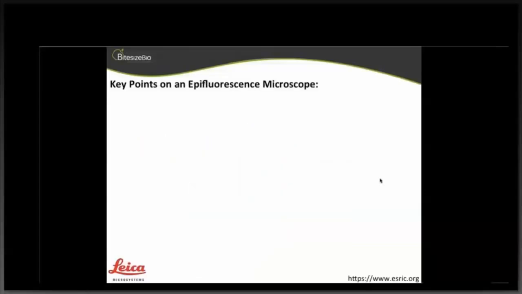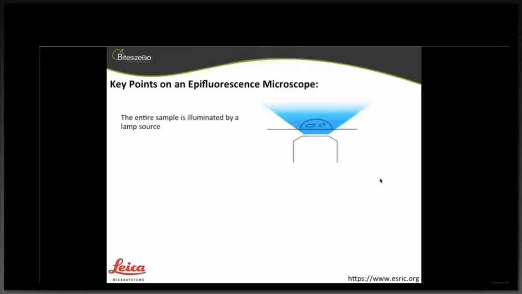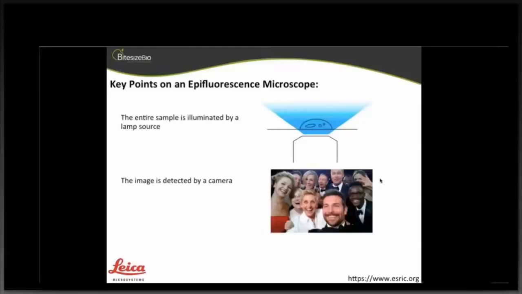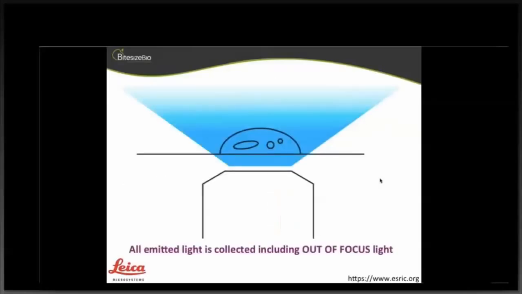The best way to explain how a confocal microscope works is to compare it to an epifluorescence microscope. There are some important aspects to note in the system. The first is that the entire sample is illuminated by the lamp source, and the second is that the image is acquired just like a camera. That means the whole field of view is recorded at once onto a grid of pixels. There's a limitation with this method in that everything in the cell is illuminated and all of that emitted light is collected, and that includes the light that is out of focus.